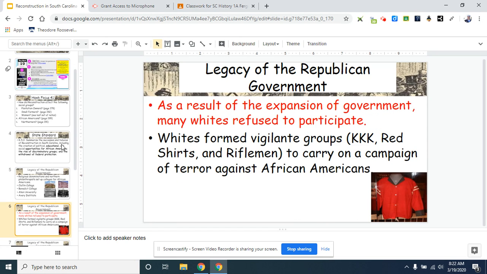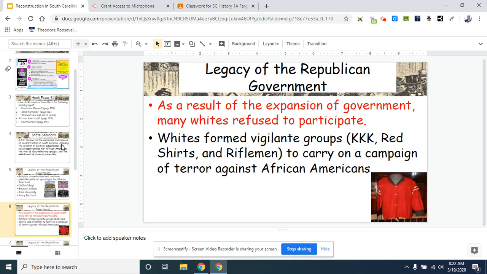All right. Now, as a result of this expansion of government, a lot of former slave owners, a lot of whites refused to participate in this. They were like, "Whoa, pump the brakes, no bueno, don't want any part of this. We like society the way it was. There was an order to it." So whites began to form vigilante groups like the KKK, Red Shirts, and the Riflemen. So it's not just the KKK. Keep in mind, there was a couple different groups.